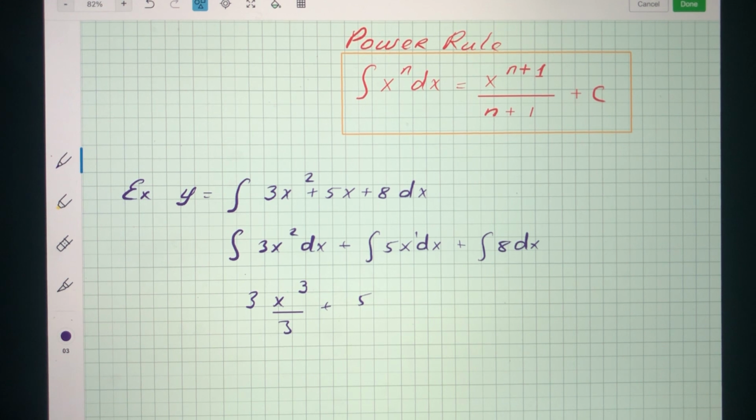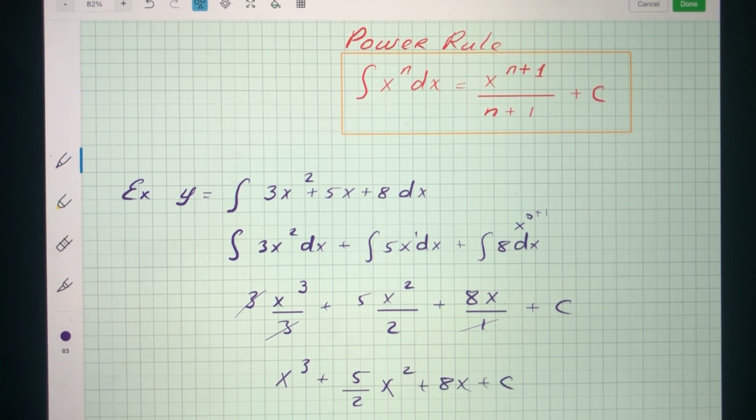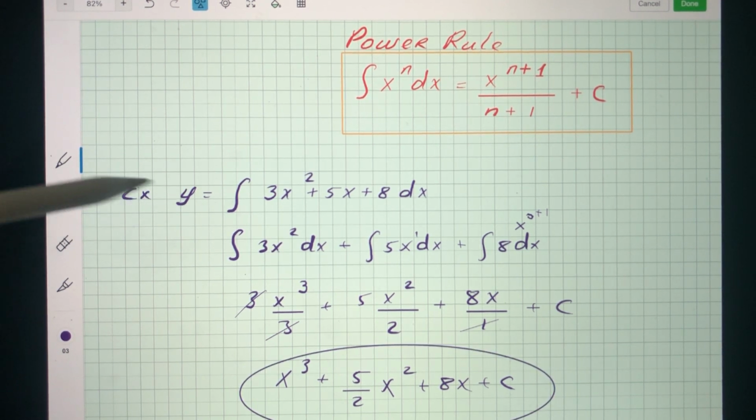Here is x to the 1, when we add 1 to the 1 becomes 2, divided by the power. Now here is 8, which is no x, or the same as x to the 0. If we add 1 to the 0, it becomes 1, so now we have 8x to the 1 divided by 1, plus c. Now we simplify, 3's cancel, no need to write the 1, and so we have x cubed plus 5 halves x squared plus 8x plus c. And this is the final answer to our integral of this function.